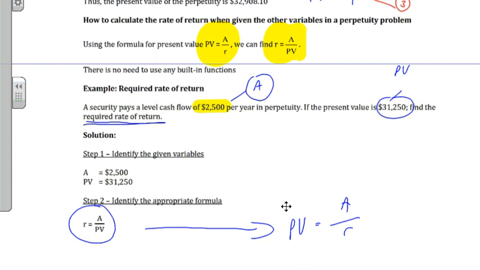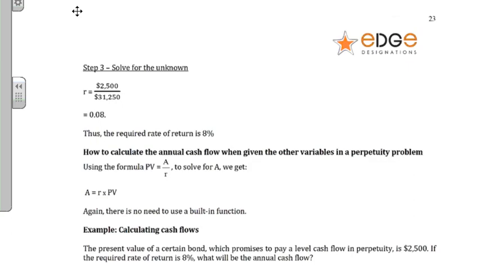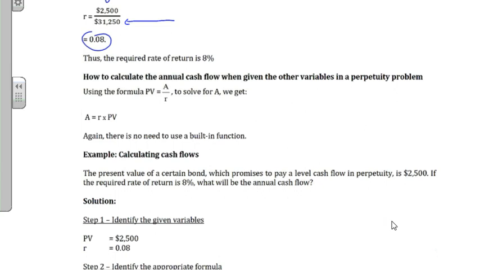How do I get R on its own? Well, mathematically you would switch those, wouldn't you? Okay. And just look, you can see the solution over here, nice and easy. I would put 2,500 is my payment, 31,250 is my present value. What's my R? 8%. Okay. And again, you can just solve any which way you like.